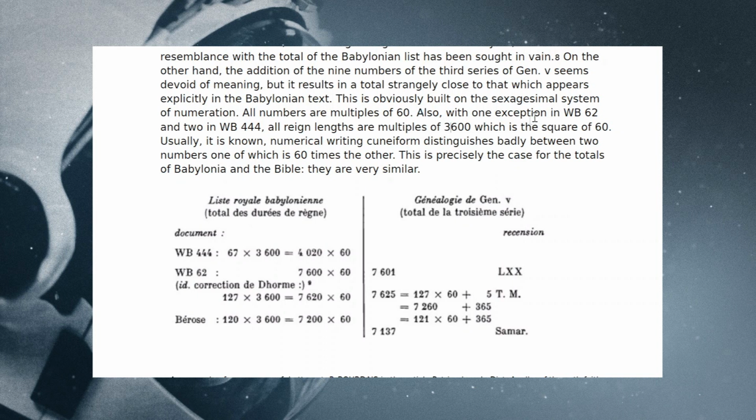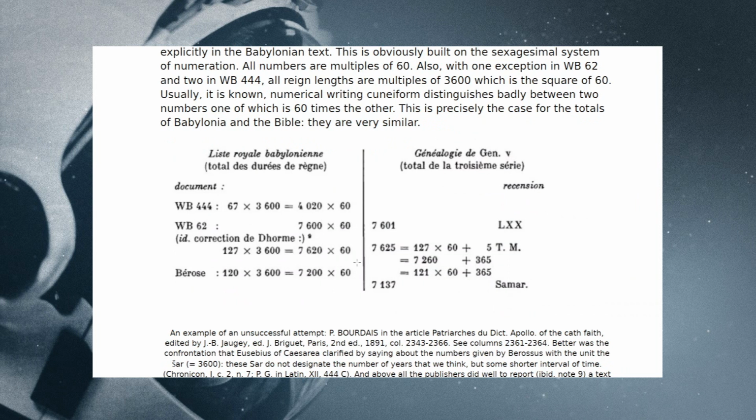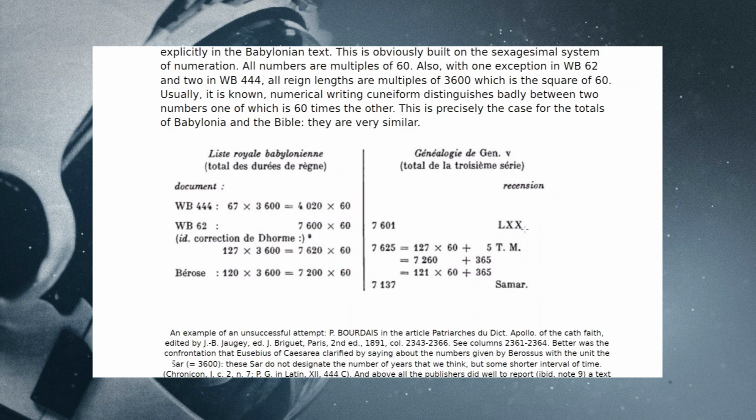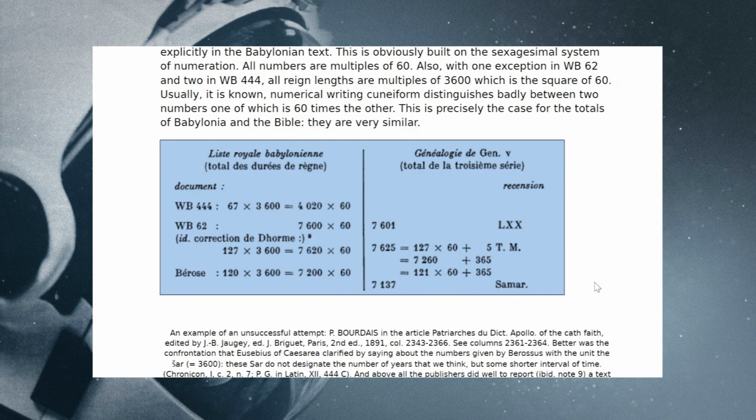Now, he's going to point out here, and these are basically King's List different, to use the biblical nomenclature, text traditions or whatever. But you have one exception in this one, and you have 2 exceptions in this other one. All the reign lengths are multiples of 3,600, which is the square of 60. That is 60 times 60. And so as you look here, you see how neatly everything works, specifically with that base of 60. Over here, you have the biblical tradition, right? So you have the LXX, which is the Greek tradition, and the number is 7,601. The Samaritan Pentateuch is 7,137.